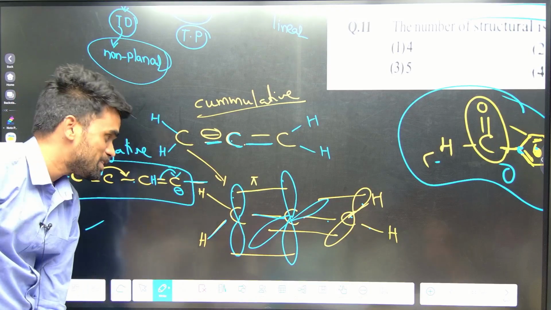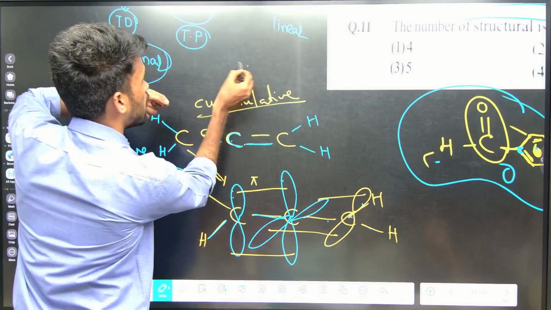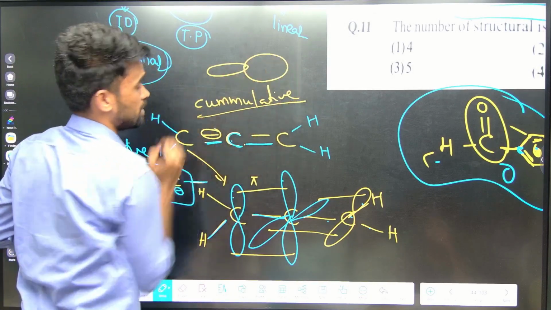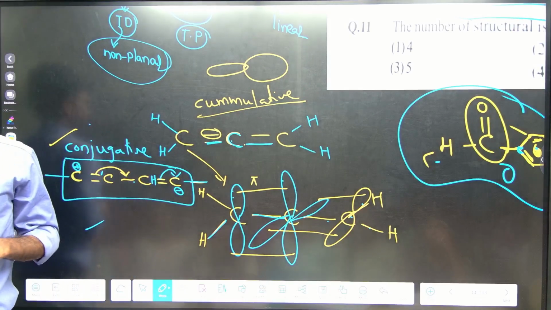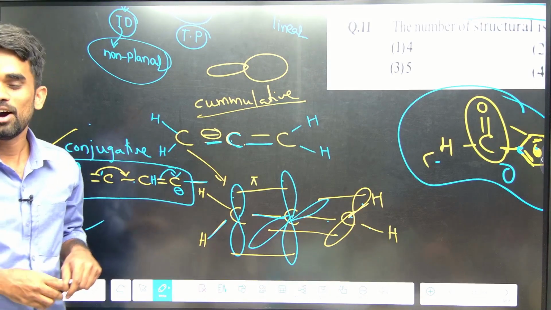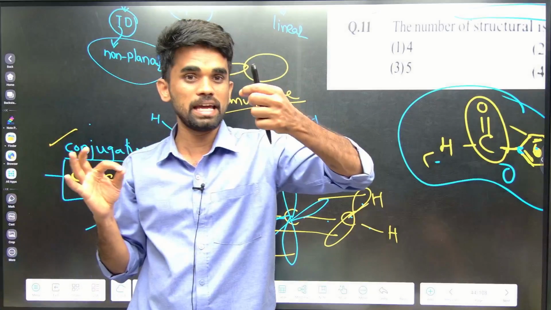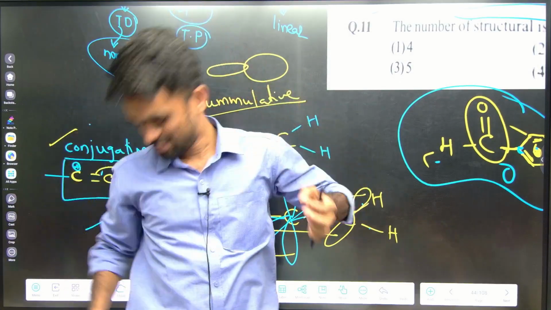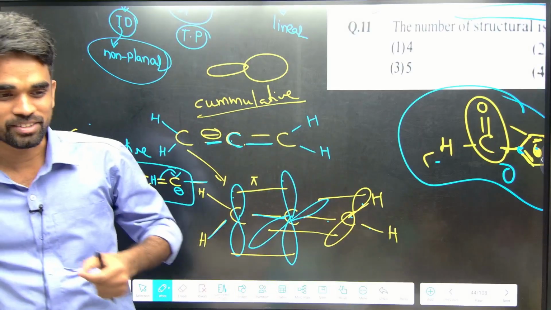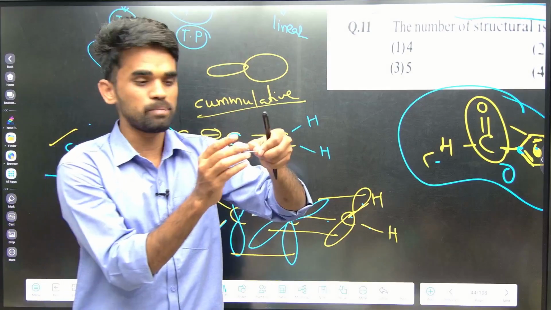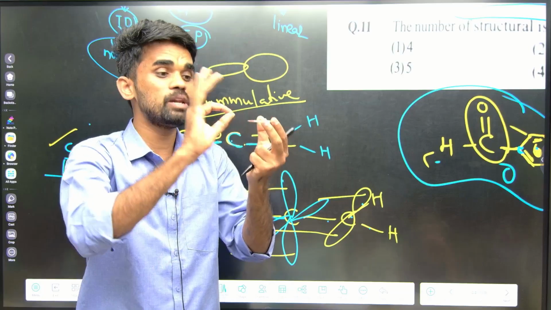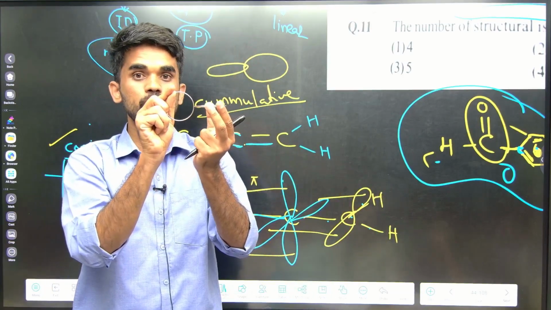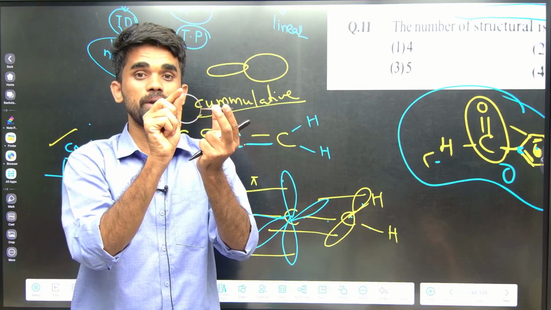Where did I keep the pen? Okay. See, one ring I have kept like this and another ring is like this. Are there bangles? Okay. Just imagine you are keeping one bangle like this and one more bangle like this. See, one ring is like this, one pi bond is like this. Another pi bond will be like this. Are you able to imagine how they are perpendicular to each other?